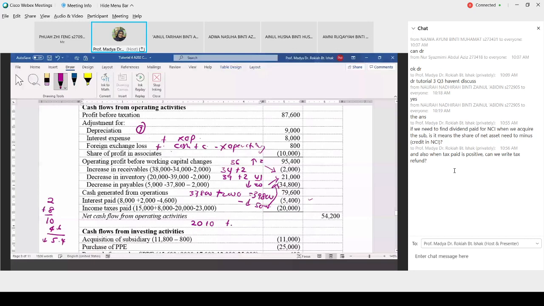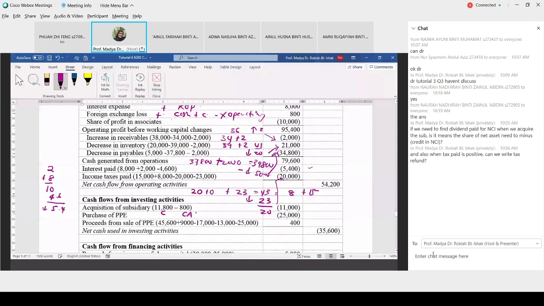800 here is a cash also, cash available here. Okay, so that is what you have here. So you're going to have here 25, sorry, 11 here. And then purchase of PPE here is already given. See? Purchase of PPE is item number 1 here, already given. Okay, proceeds from sales of PPE.